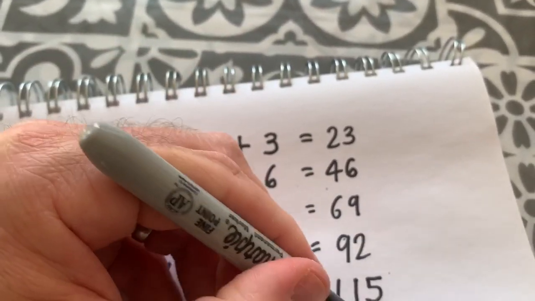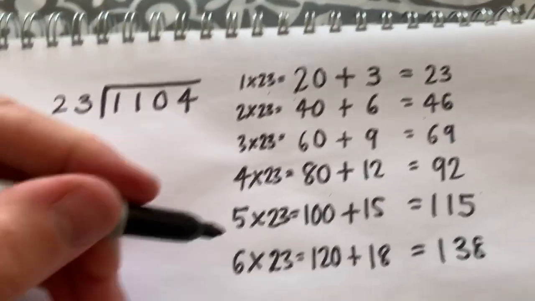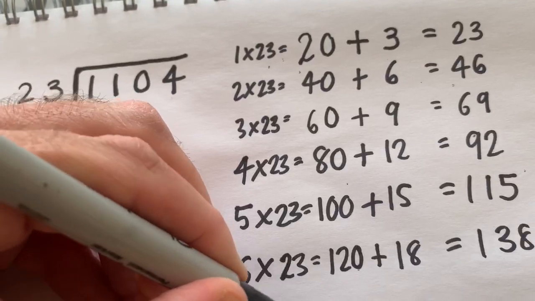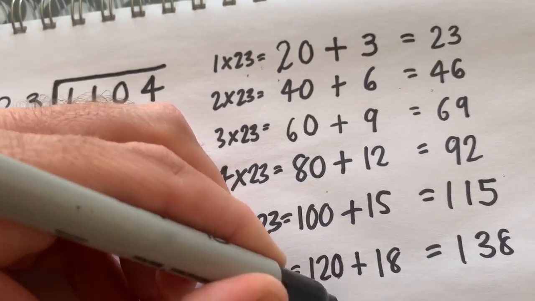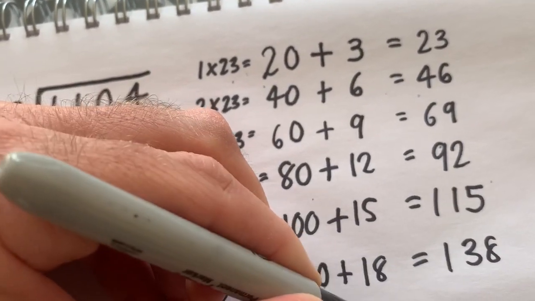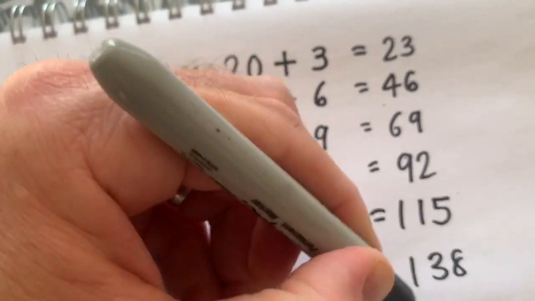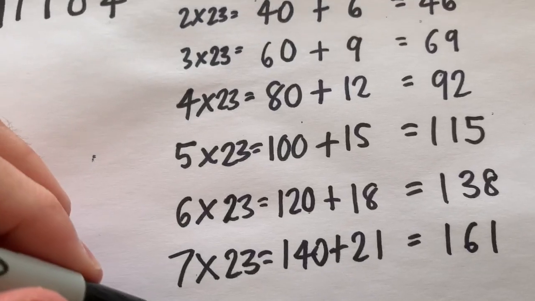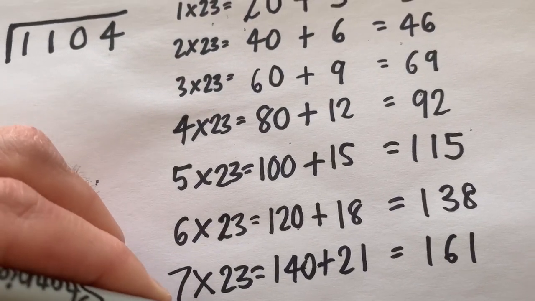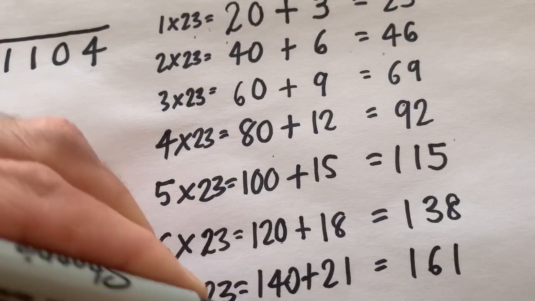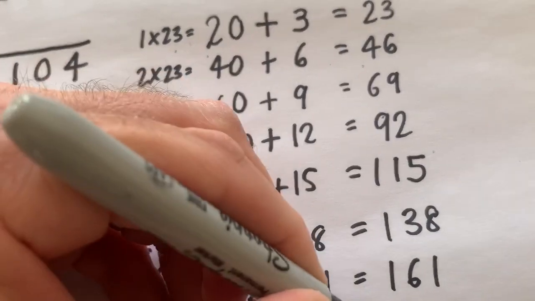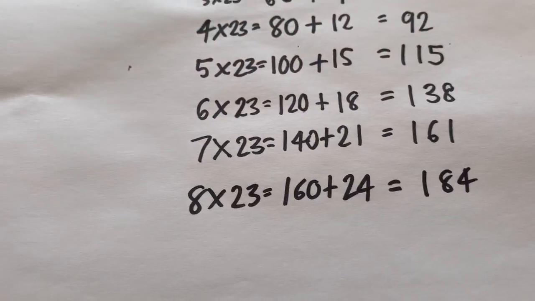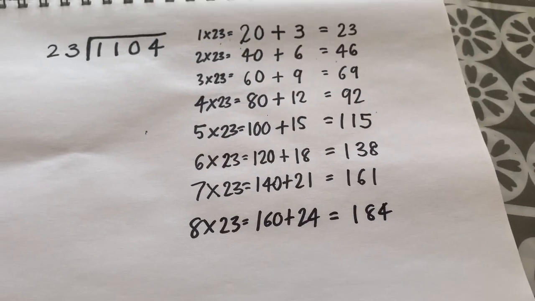120 plus 18 is 138. Let's do 2 more. 140 plus 21 is 161. And we'll do 1 more. 160 plus 24 equals 184. Sorry, I can't film and write at the same time.